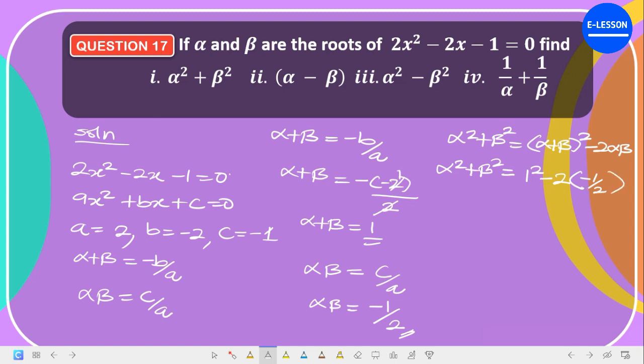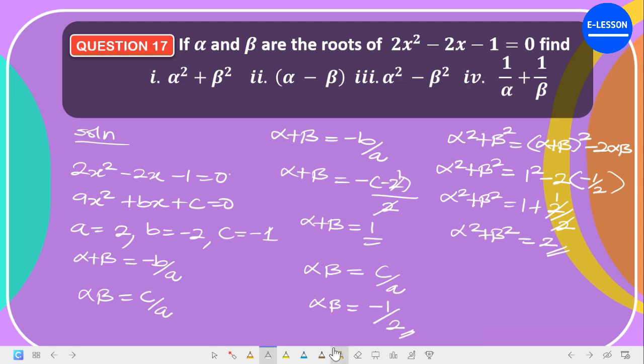Minus half. Our alpha beta is what? Minus half. So what is this going to give to us? This will give us alpha square plus beta square is equals to 1 square, which is 1. Then we now have minus 2 times 1, which is plus 2, all over 2. Are we getting it now? And this cancels this. This gives us 1. So alpha square plus beta square is equals to what? 1 plus 1 is 2. So our alpha square plus beta square is equal to 2. Are we getting it now?